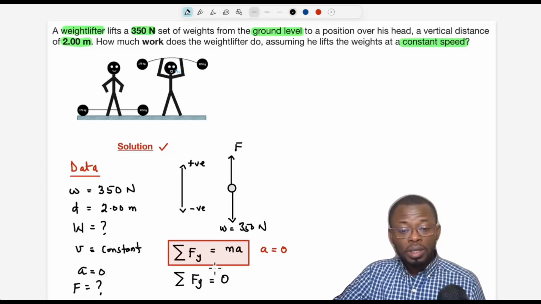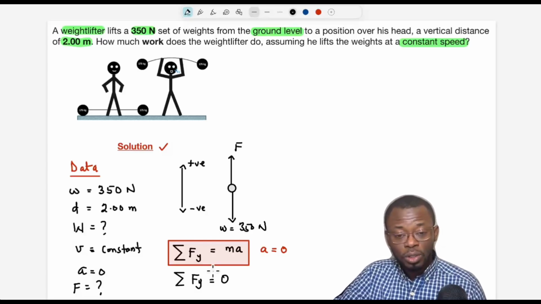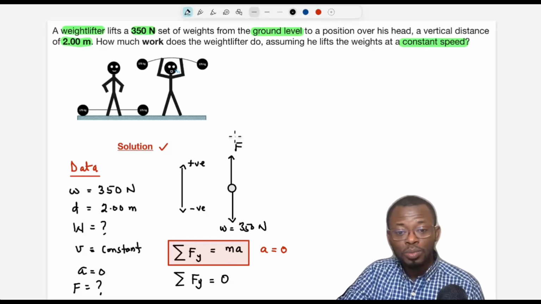All right, so now let's look at the net forces acting, or the sum of all the forces acting along the vertical direction on this mass. So one, we just identified that there's going to be the force applied by the weightlifter to lift that weight, and also the weight itself is 350 Newtons.